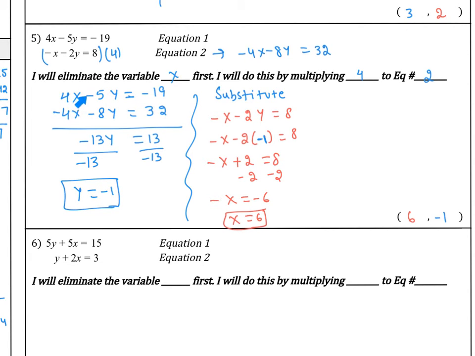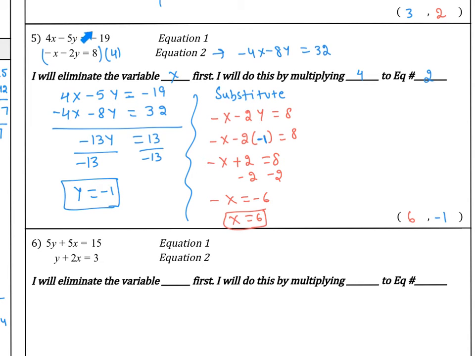4x and negative 4x cancel. What you're going to get here is negative 13y, since 32 minus 19 is 13. Divide by negative 13 on both sides. You're going to get y equals negative 1. And you're going to use this negative 1 for the y value and substitute in one of the original equations.